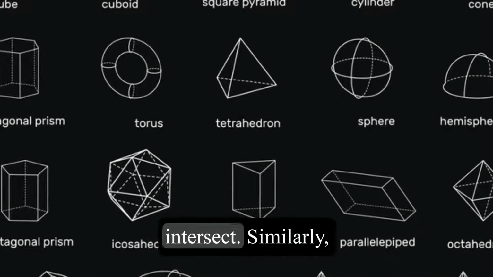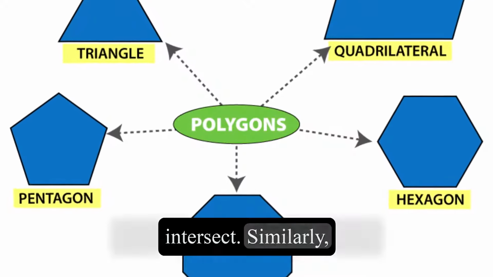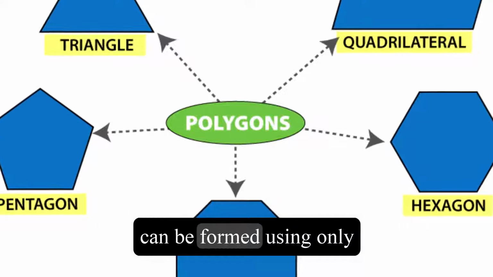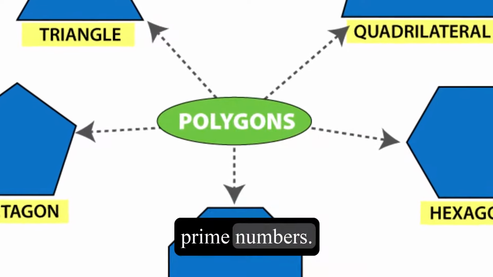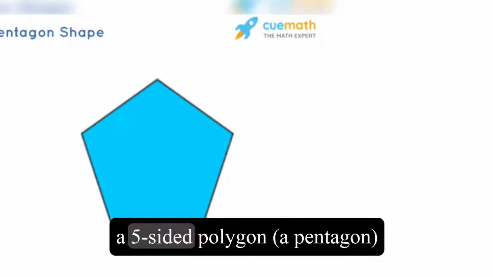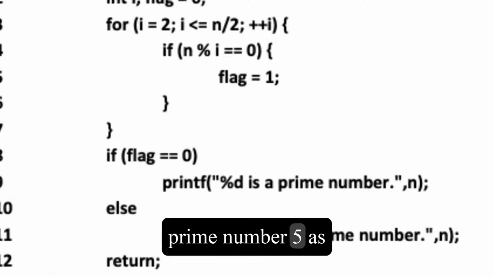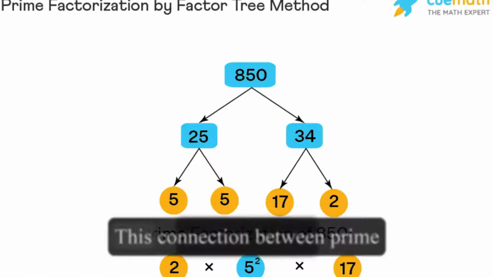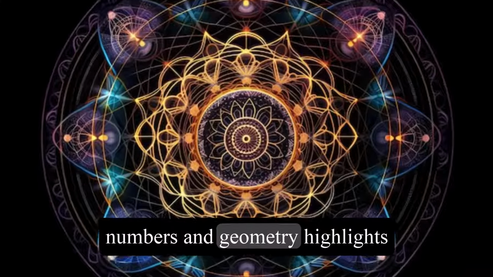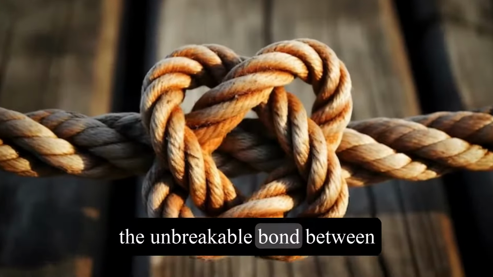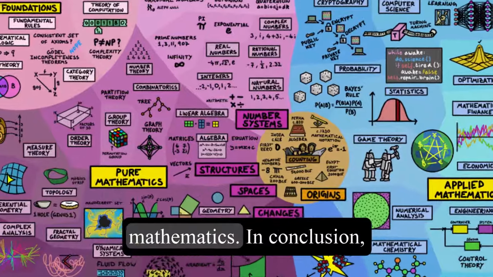The study of prime spirals opens up a whole new dimension of exploration, where number theory and geometry intersect. Similarly, prime polygons are shapes that can be formed using only prime numbers. For example, a 5-sided polygon, a pentagon, can be constructed using the prime number 5 as the side length. This connection between prime numbers and geometry highlights the unbreakable bond between different branches of mathematics.